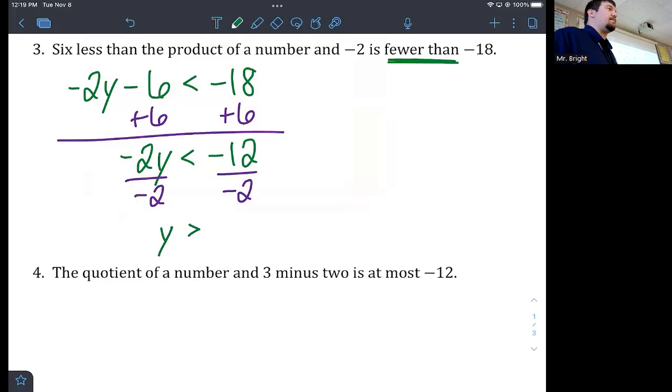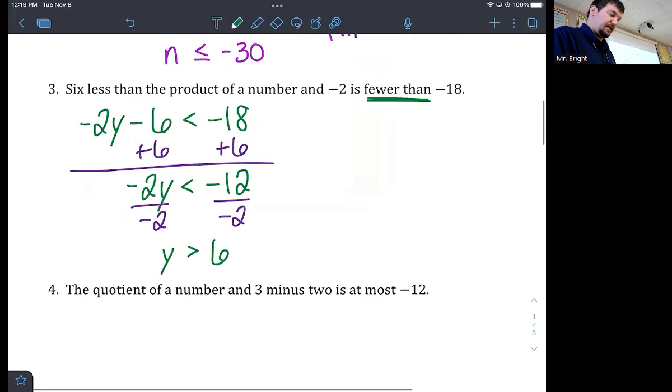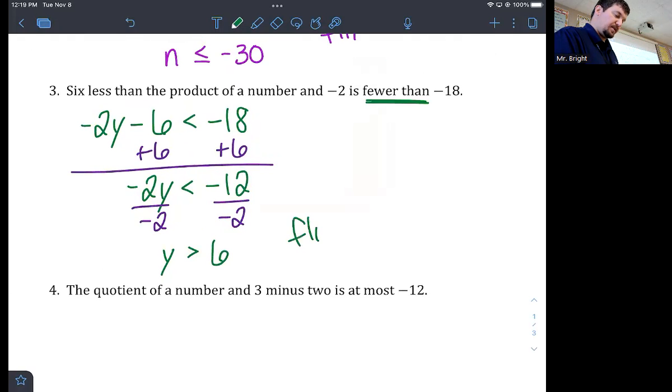What's -12 divided by -2, Gavin? Just +6. Yep, 2 negatives will cancel out, make a +6. So this is one that we have to flip on, just like the last one that we did. Anytime you multiply or divide by a negative, you got to flip.